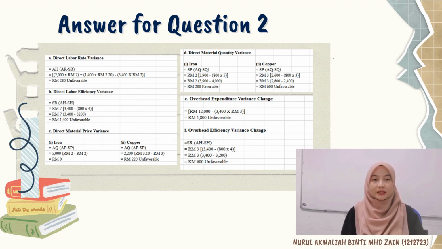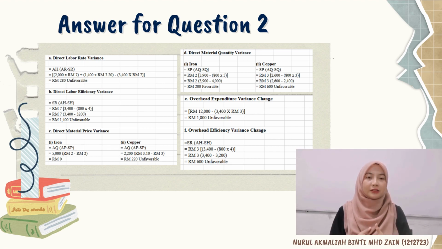C. The formula for direct material price variance is direct material price variance equal to actual quantity times actual price minus standard price. For iron, the actual quantity of iron is given as 5,000 units. The actual price paid per unit of iron is RM2. The standard price is also 2. For copper, the actual quantity of copper is given as 2,200 units. The actual price paid per unit of copper is 310 cents. The standard price is RM3. Therefore, the company incurred an unfavorable direct material price variance of RM220 for copper, while there is no variance for iron.